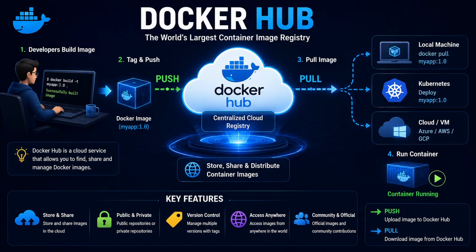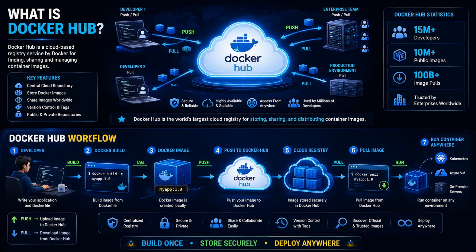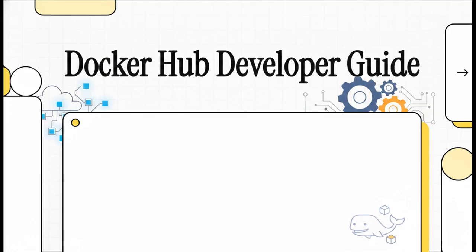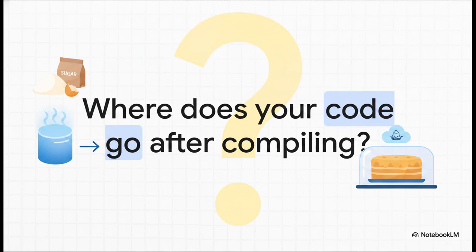In this explainer, we're going to completely break down Docker Hub. It's basically the central nervous system for Docker users. We'll be covering the whole shebang, from core concepts to the exact workflows, security protocols, and those tricky operational limits you need to know so you can manage your images just like a senior engineer. Let's get into it.